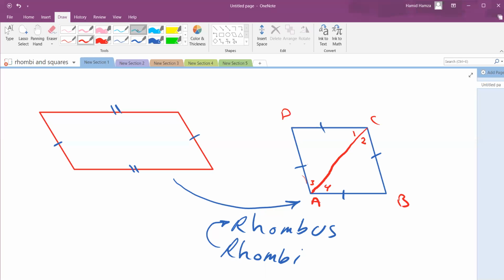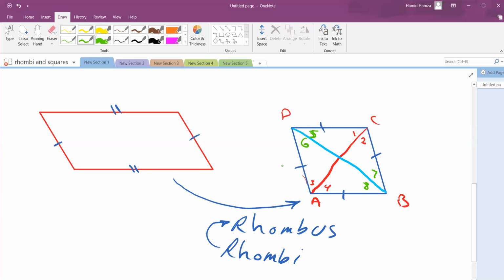Also, if you join the second diagonal like this, we will get another 4 angles. These 4 angles also are equal: angle 5, angle 6, angle 7, angle 8. All of them are equal, guys. So angles 1, 2, 3, 4 are equal because they are on the same line. Angles 5, 6, 7, 8 are equal.